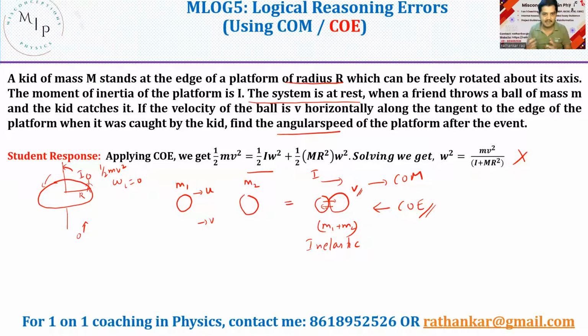Our energy is not conserved, because some energy is lost in attaching the two objects. There is some cohesive force between them, and as a result, some energy is lost. In a similar way, when the ball comes and hits your palm and you catch it, some amount of energy is given to your palm because you are catching it. That energy is not being sent to the rotating wheel. So as a result, you should not apply conservation of energy.